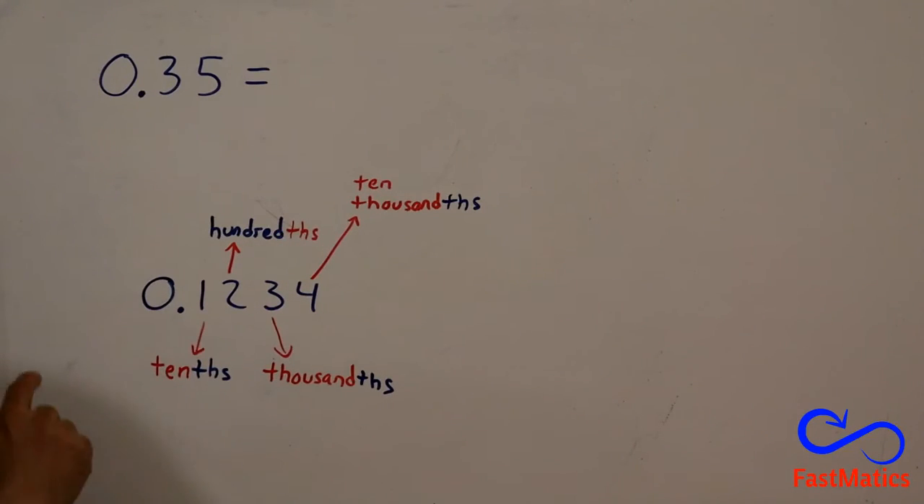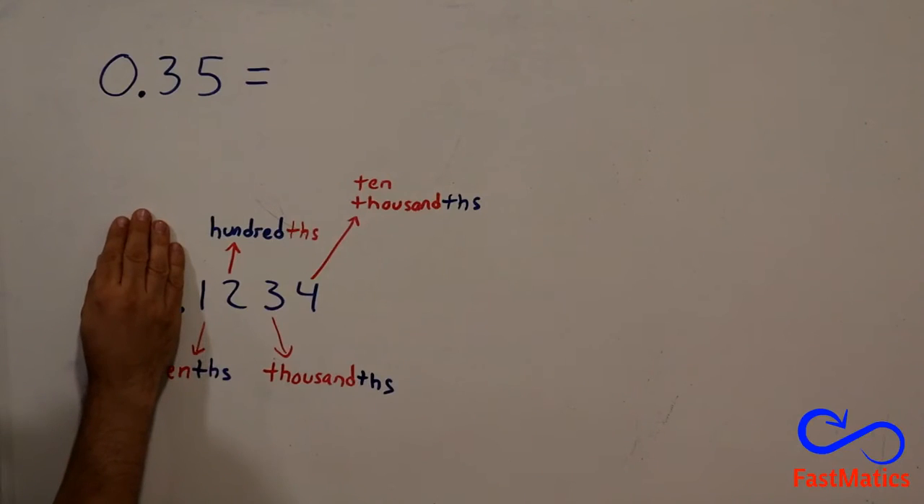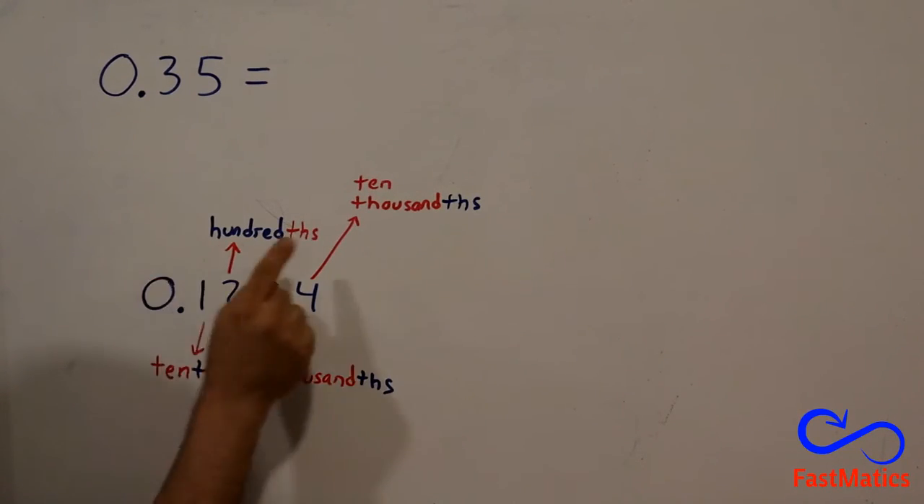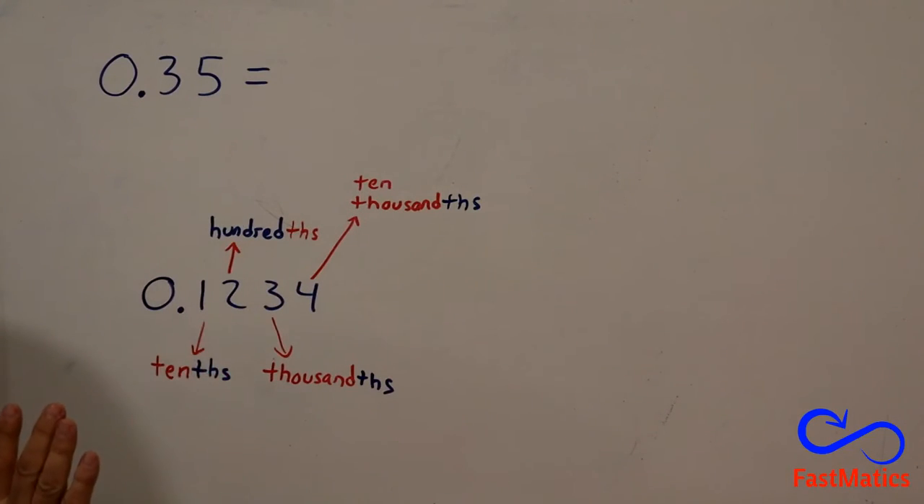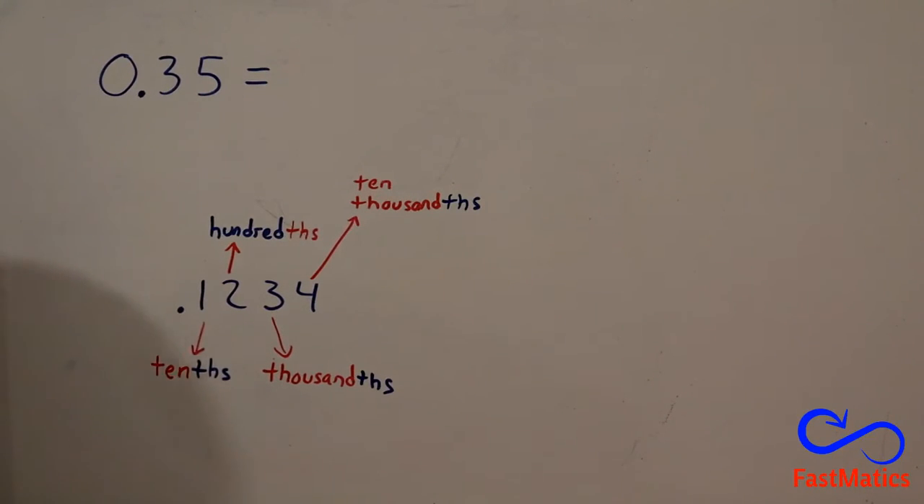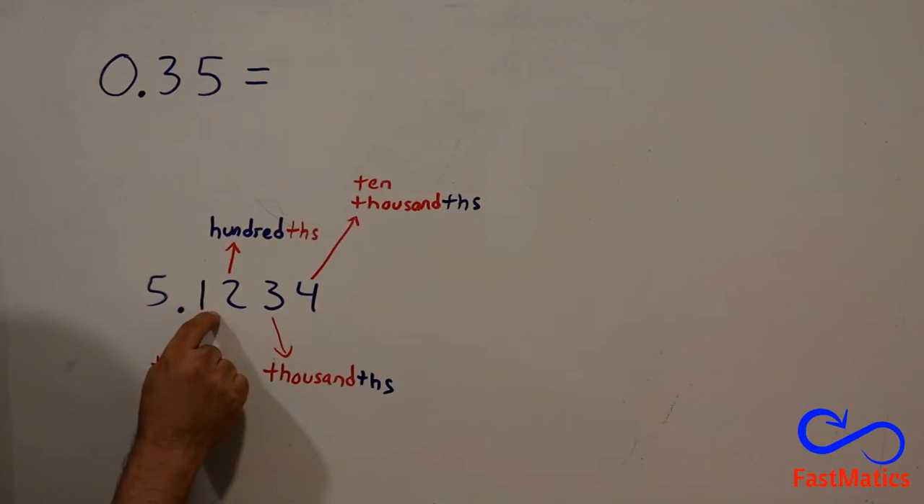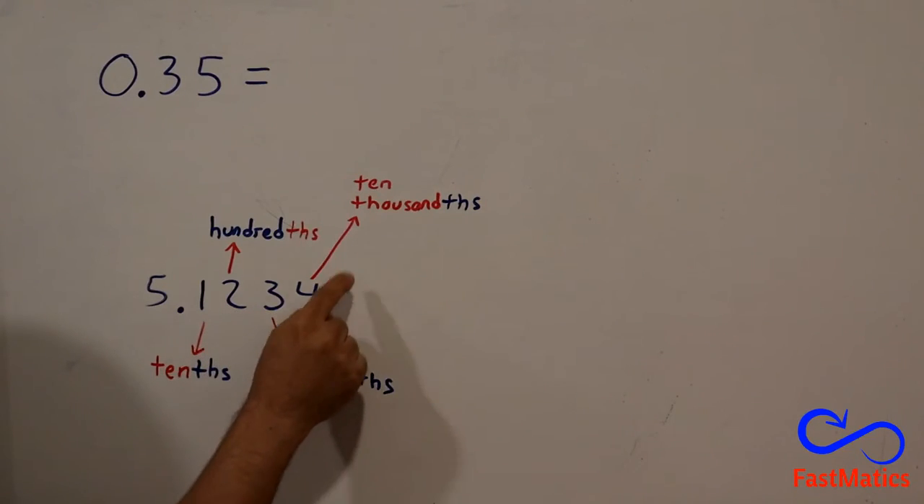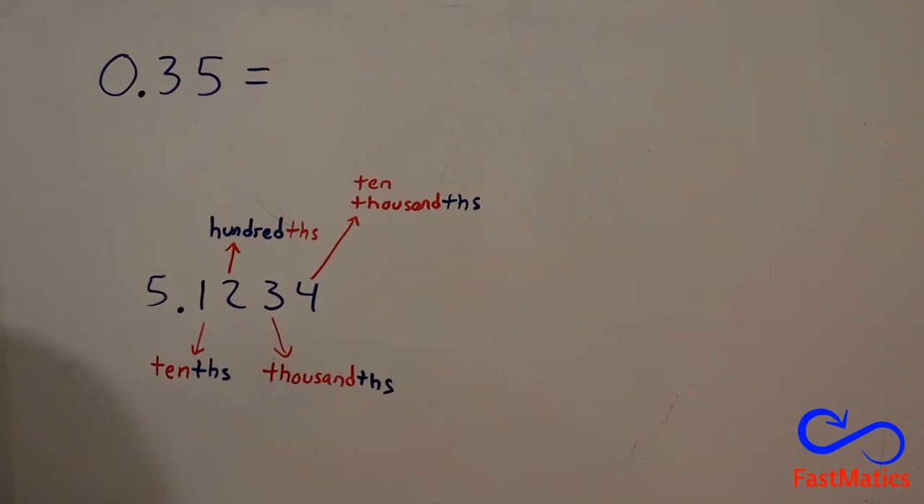Another example, we are going to read, forgetting the decimal point, 1,234 ten-thousandths. And that's it. A little bit more difficult. What happens if here we have a 5, for example? We forget the decimal point and we read 51,234 ten-thousandths. And that's it.